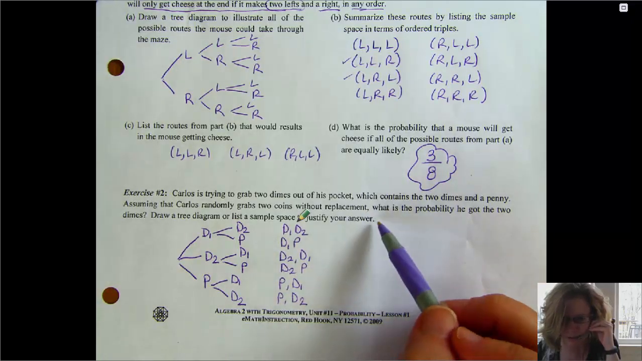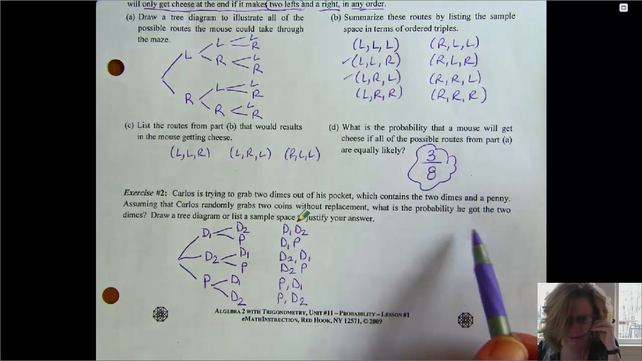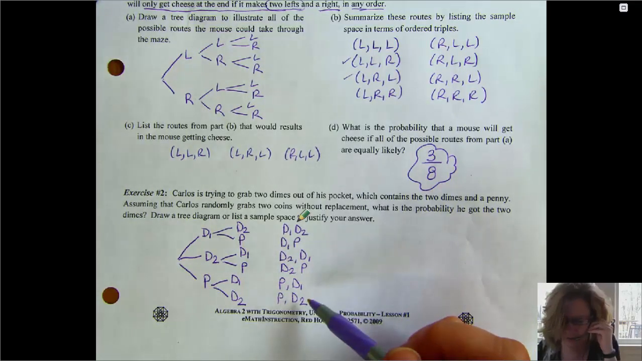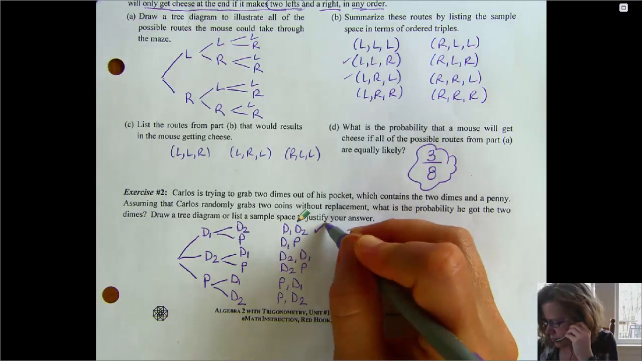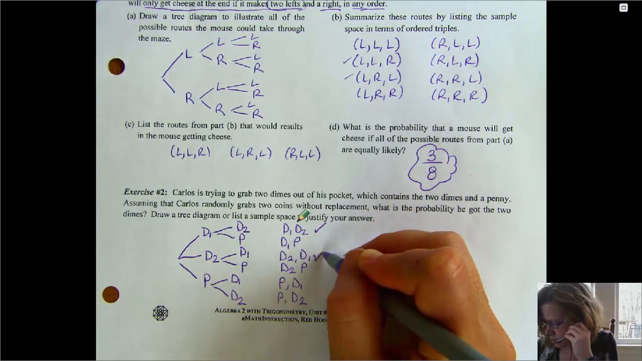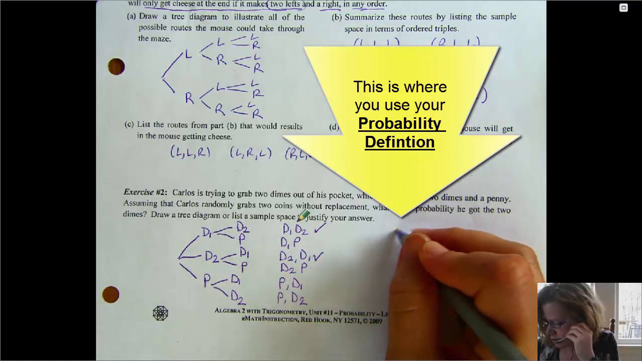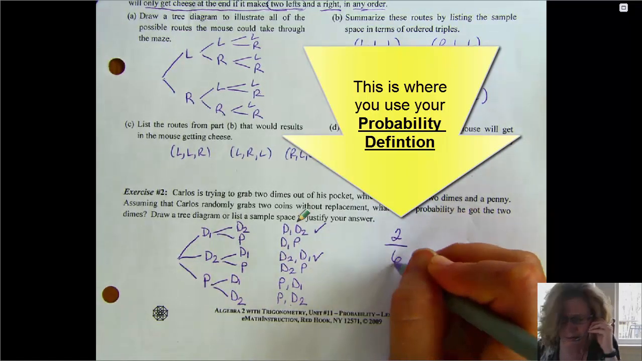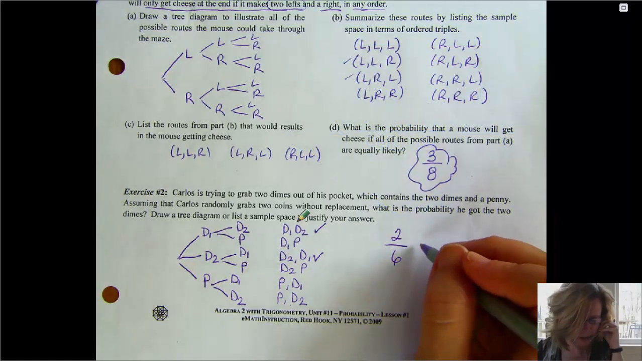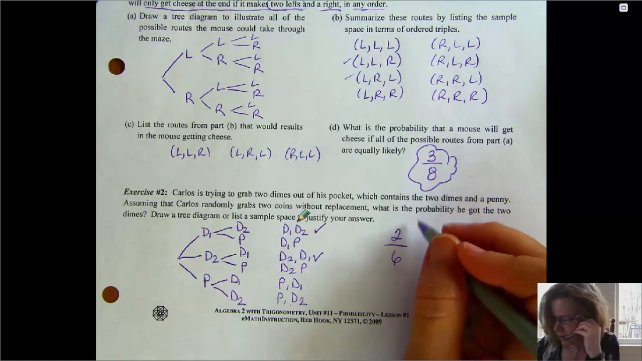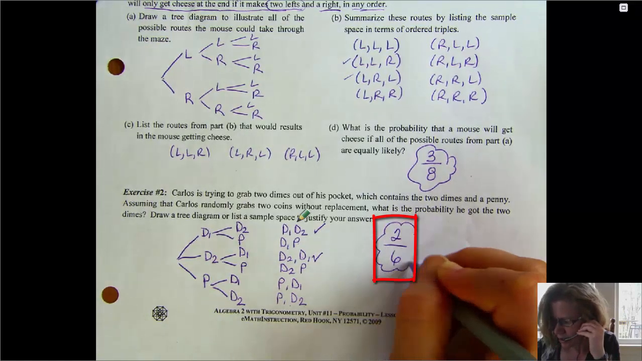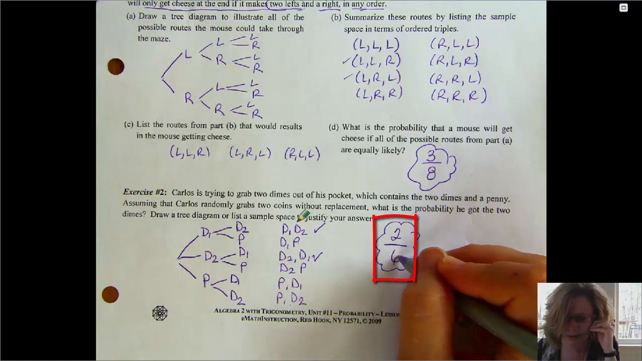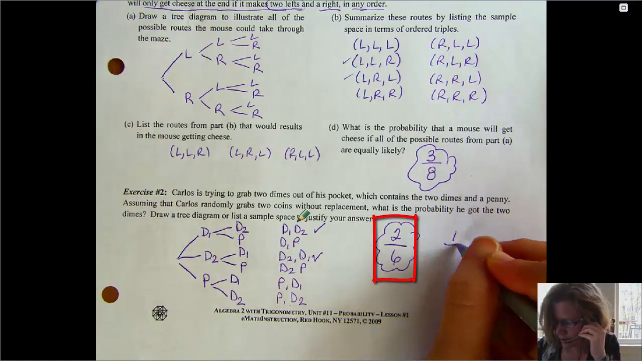And now let's reread the question. What's the probability that he got the 2 dimes? So we look at our possible outcomes of 2 dimes. Here I have dime 1, dime 2. Here I have dime 2, dime 1. So there are 2 cases out of 1, 2, 3, 4, 5, 6 possible outcomes of him getting 2 dimes from his pocket. In probability, you do not have to reduce. Often we won't because it really shows the meaning of the probability. If you choose, you can say 1/3.